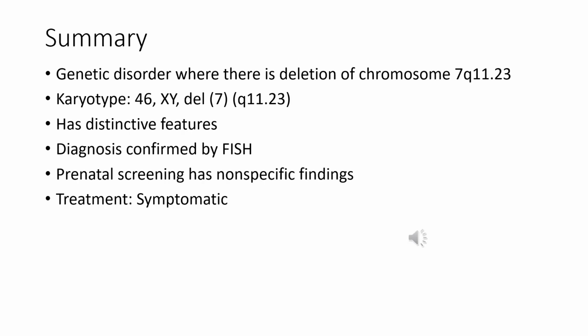Summarizing the disease, we know that Williams syndrome is a genetic disorder where there is deletion of chromosome 7q11.23, which can be identified by its distinctive features like intellectual disability, small jaws, short stature, etc., and the diagnosis is confirmed by FISH analysis. Individuals who do not have the gene deletion do not have the disease.